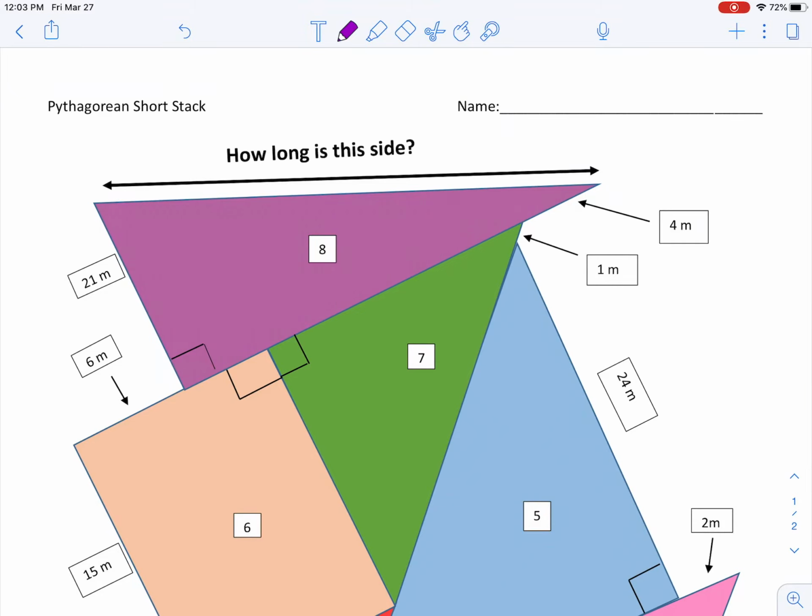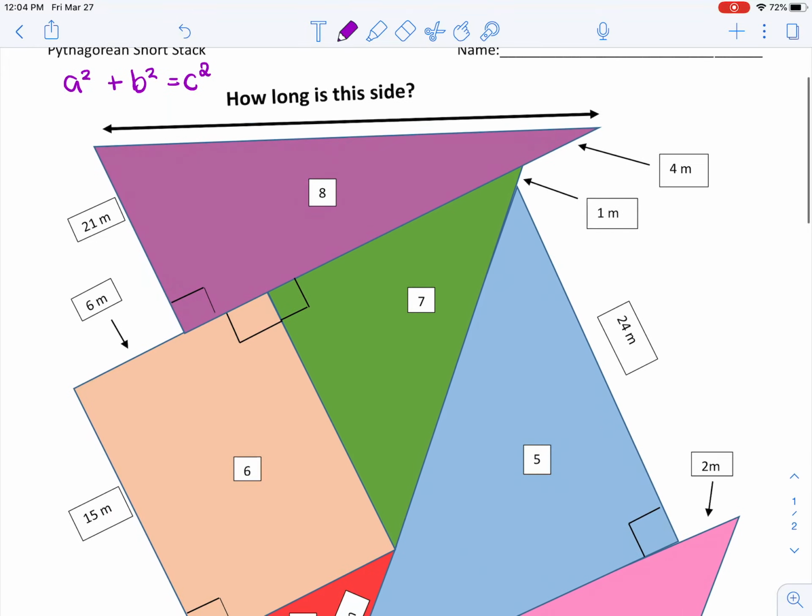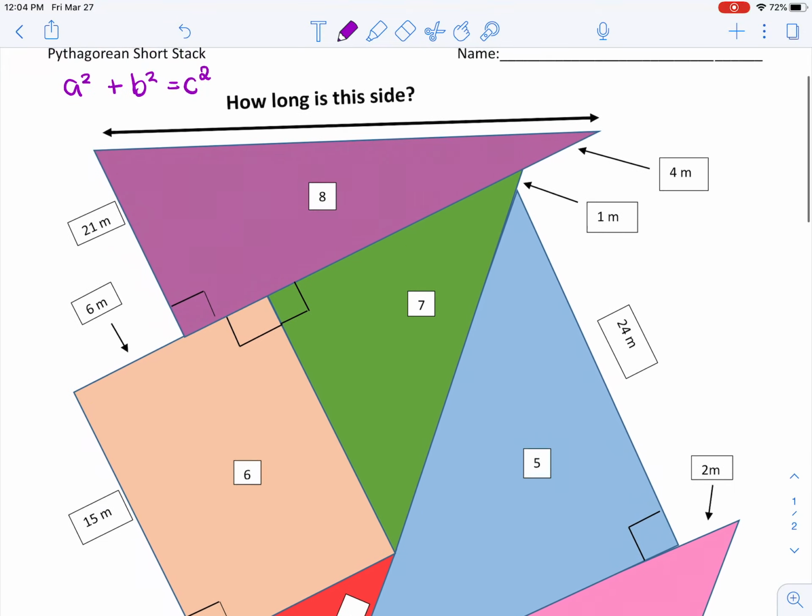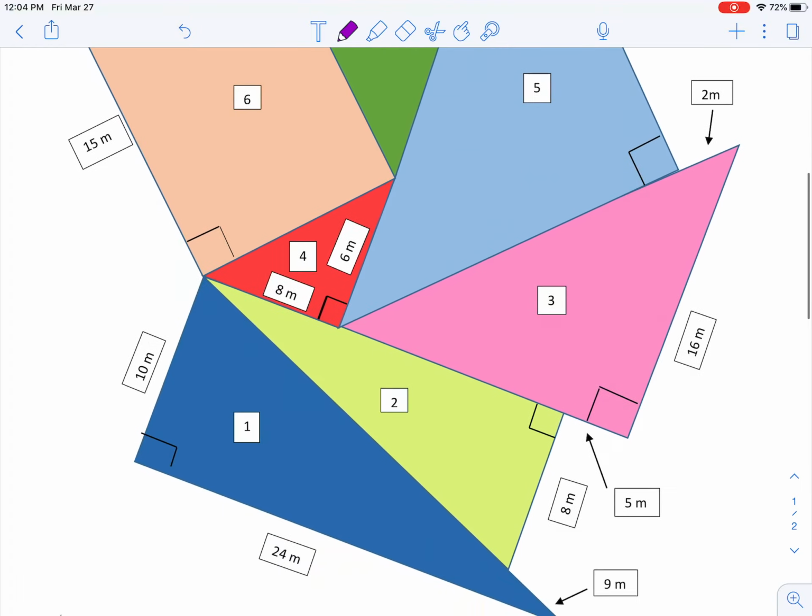Hi there. So here's a video on how to help you get started on your Pythagorean short stack. Now you've already done Pythagorean theorem with Ms. Pike. You are familiar with a squared plus b squared equals c squared. So this might look a little intimidating, but it's a super fun puzzle where this is what we're doing the entire way up. So the triangles are numbered.